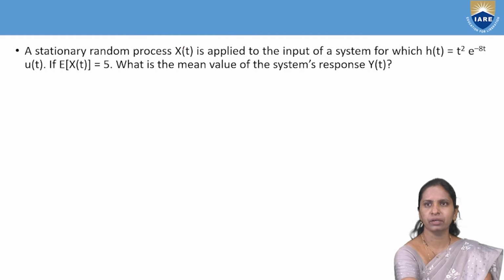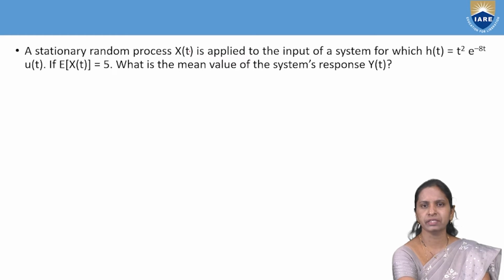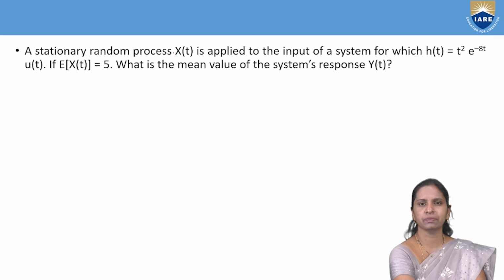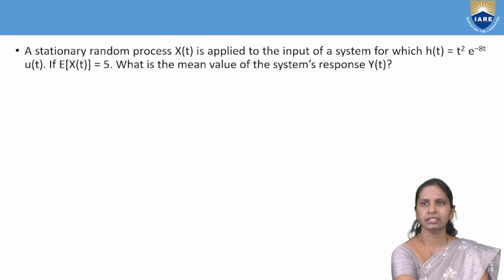A stationary random process x of t is applied to the input of a system. A stationary random process x of t is nothing but wide sense stationary. So what is the difference between wide sense stationary and a stationary random process? Wide sense stationary means that if it satisfies only two statistical properties, the mean and the autocorrelation, then it is called wide sense stationary. Then what is a stationary random process? It has to satisfy all the statistical properties, which should not vary with respect to time. Then you can say that a random process is a stationary random process.